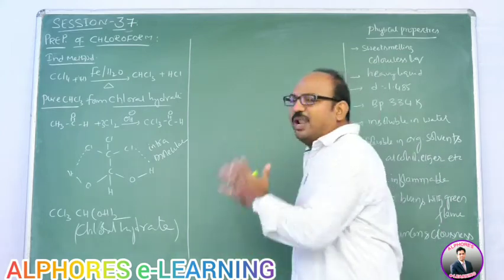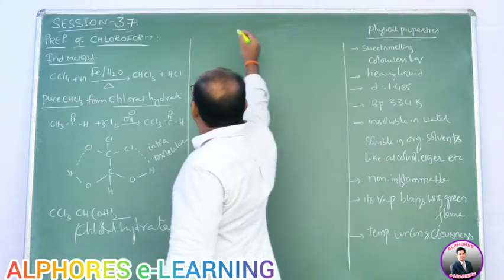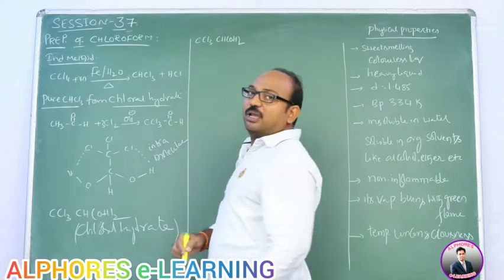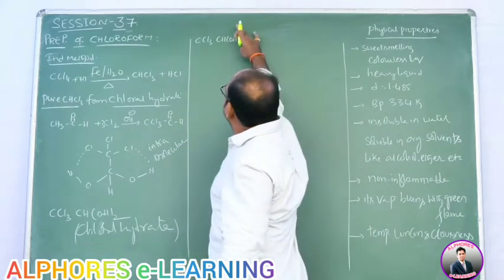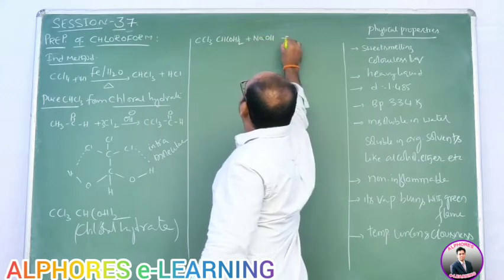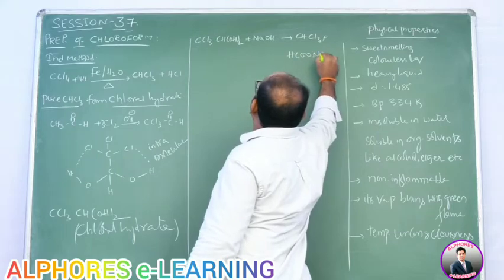Now, such chloral hydrate I am going to use. This chloral hydrate, CCl3 CH(OH) taken twice, upon heating with base alkali, NaOH, then we are writing CHCl3 plus HCOONa.